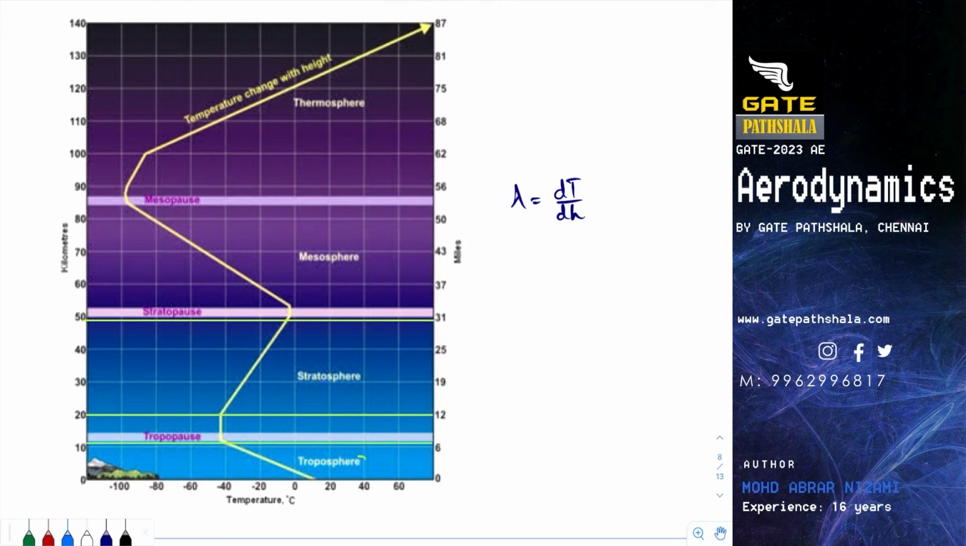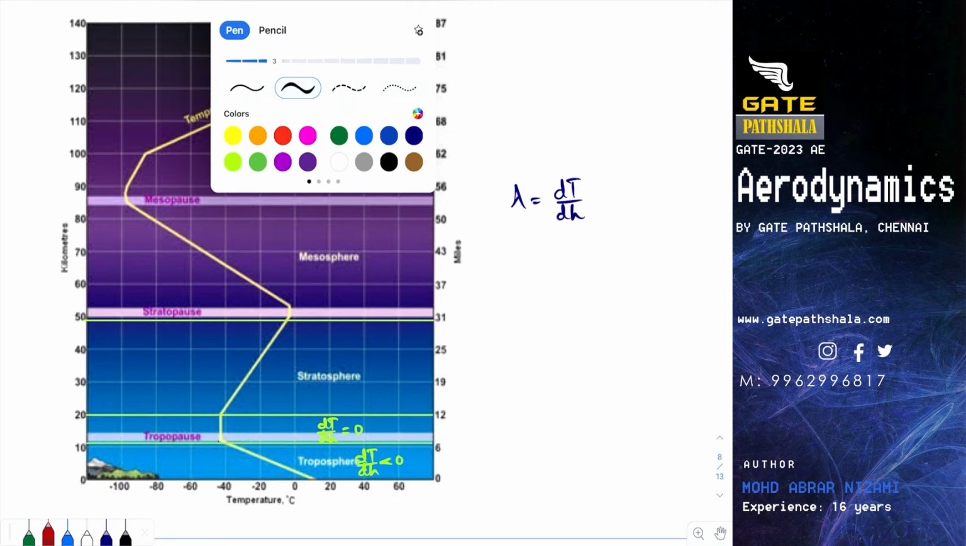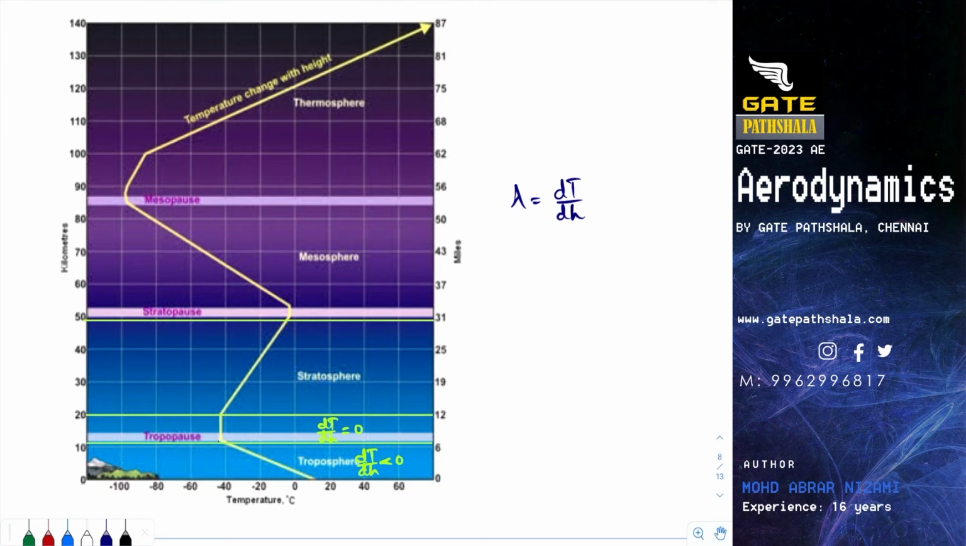In this particular region the lapse rate, dT by dH, is negative, whereas in this region the lapse rate dT by dH is 0. The temperature is constant along this line. Whereas here it is negative, here it is positive. So if you know that much, you can directly answer this question. Whereas here the lapse rate dT by dH becomes greater than 0.